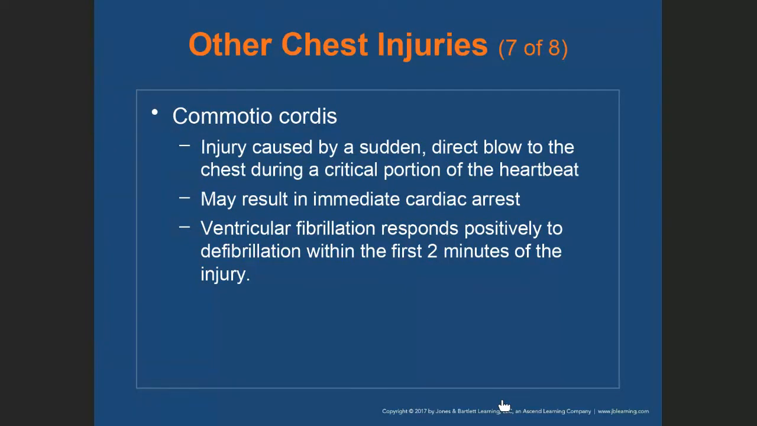This is seen in sports where there is a lot of contact: football, rugby, American football, martial arts tournaments, right? And it could very well be where the legend behind the death touch originated from. There's no death touch, but if you're hit dead center in the chest, close to the left side, at a point when your heart is about to fill with blood, it can actually disrupt the electrical function of the heart, and the patient goes into cardiac arrest. Ventricular fibrillation responds positively to defibrillation within the first 2 minutes of the injury.